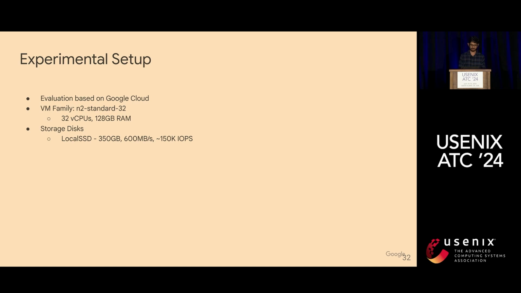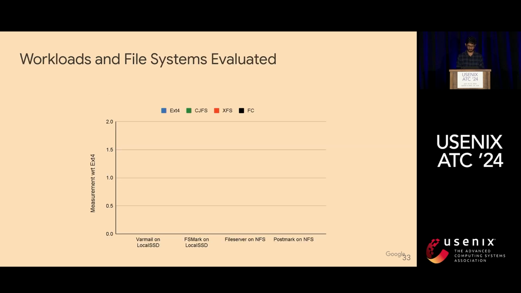Our evaluation was based on Google Cloud. We used GCE local SSD as the backing disk. We evaluate 4 file systems against 4 workloads. The first file system we evaluate is ext4, the vanilla baseline for all the evaluation. CJFS, which is the state-of-the-art JBD2 optimization. XFS is the other extreme of journaling, which uses only logical journaling, and fast commits.